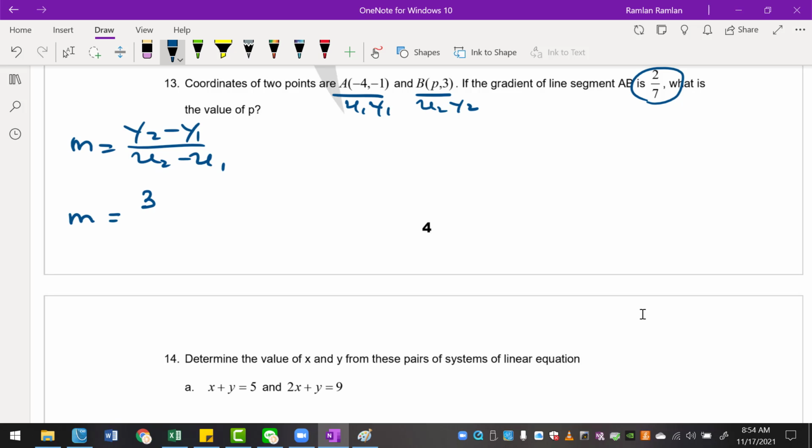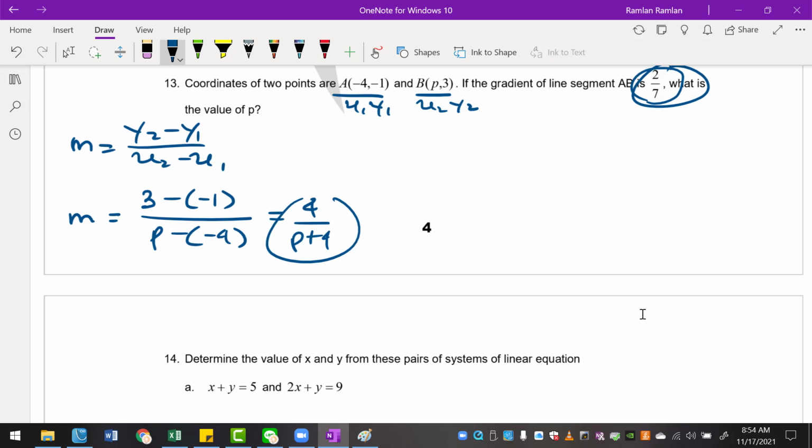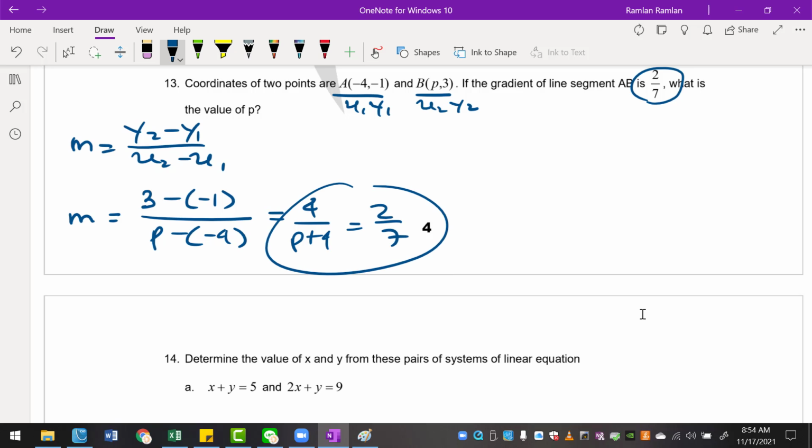You will get 3 minus 1, over p minus 4. So I will get 3 minus 1 is 4, and p minus 4 is going to be p plus 4. That will be equal to 2 over 7. So how can we solve this? Just by using cross multiplication.